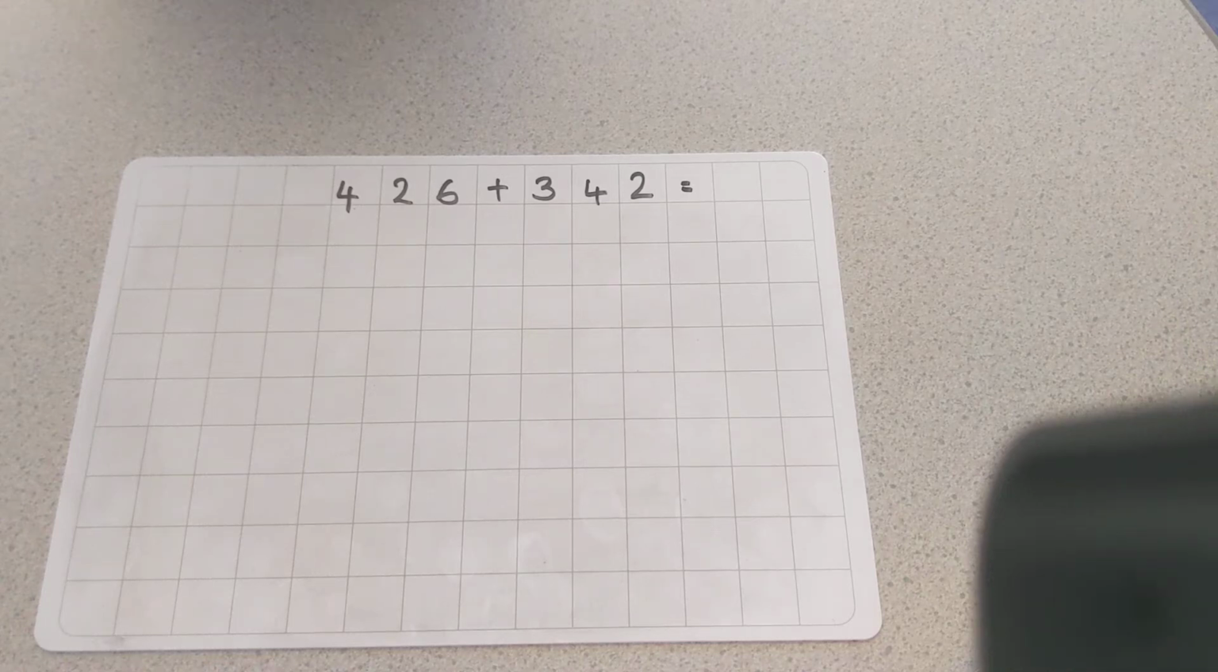We're going to look at a method for formal addition. Children need to be really secure with their expanded partitioning before they move on to formal addition. So by the end of year 3 is the earliest they should move on to this, really.